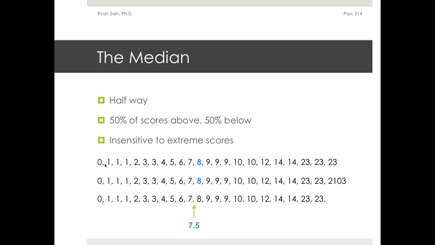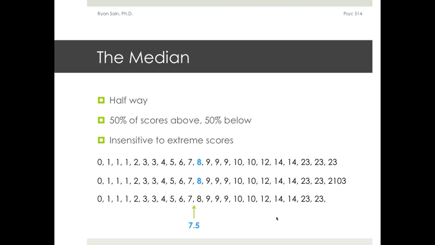So when you put the numbers in order, then it's easy. Just count how many you have and find the middle point, right? Notice here that the data sets are identical until we get out to the end. Now you've got a 23 here and a 2,103 here, but notice the median didn't change at all. If we were using the average here, that average would have been driven way up, way over on this end of the scale because of that 2,103. And that's why we don't use the average when you have these big outliers.